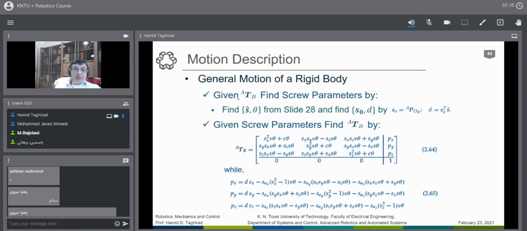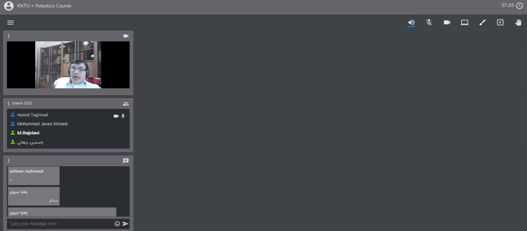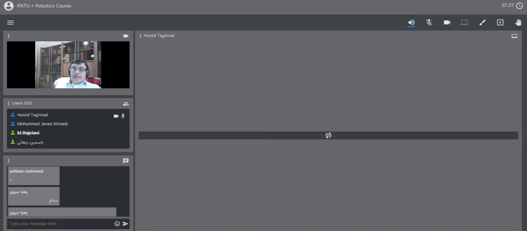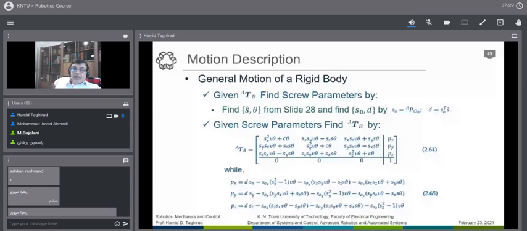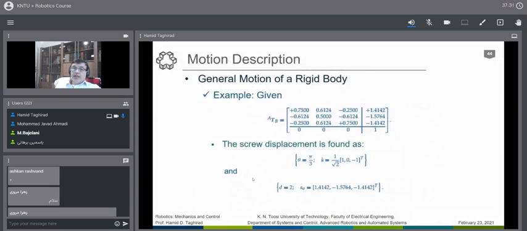The inverse problem is a bit more detailed and difficult, but we can have it that way. I reshared that because my screen had been frozen here. I hope that you are seeing the slide. We are now on slide 44.